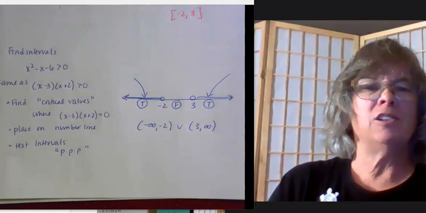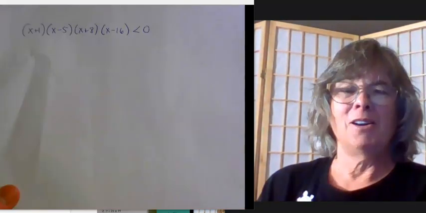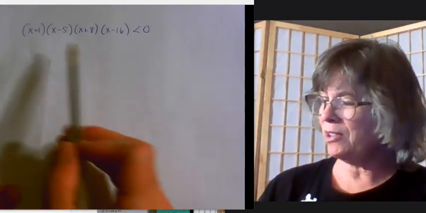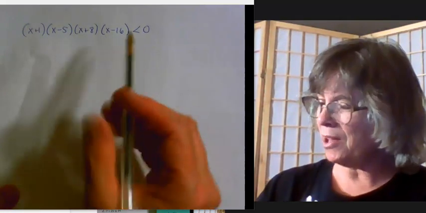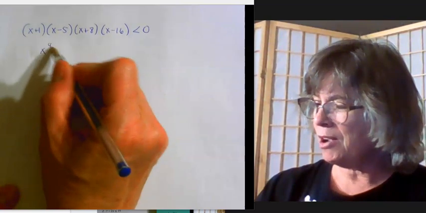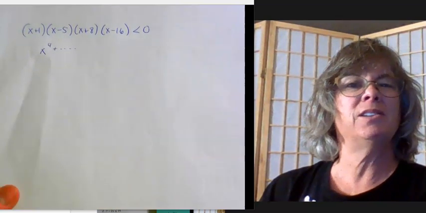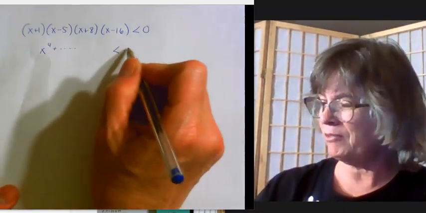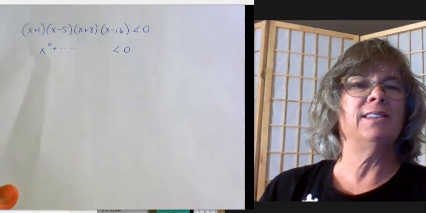Let's try a polynomial of higher degree. So here's a polynomial. I want to see where this expression, if I multiply it out, the first term is going to be an x to the fourth power plus whatever else. And I want to see the intervals, the values for x that make that less than zero.